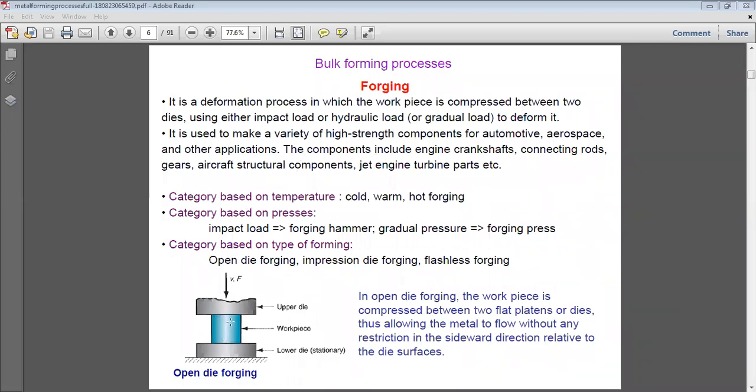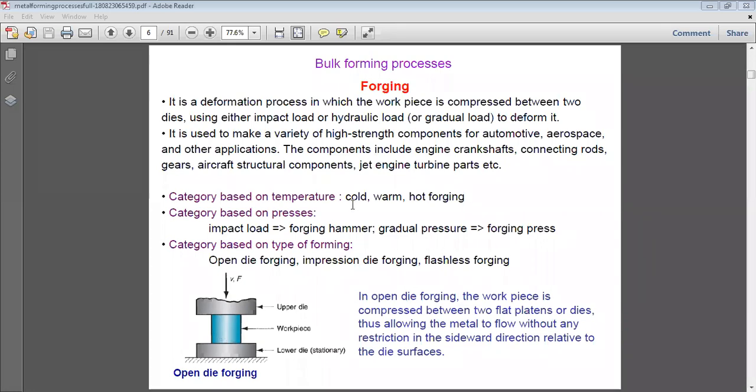This is open die forging, this is the workpiece, these are two dies, upper die and lower die here, and it is compressed for deformation, the force is being applied from this direction here. It is used to make a variety of high strength components for automotive, aerospace and other applications. So its applications are in various fields. The components include engine crankshaft, connecting rod, gears, aircraft structural components, jet engine, turbine parts, etc.